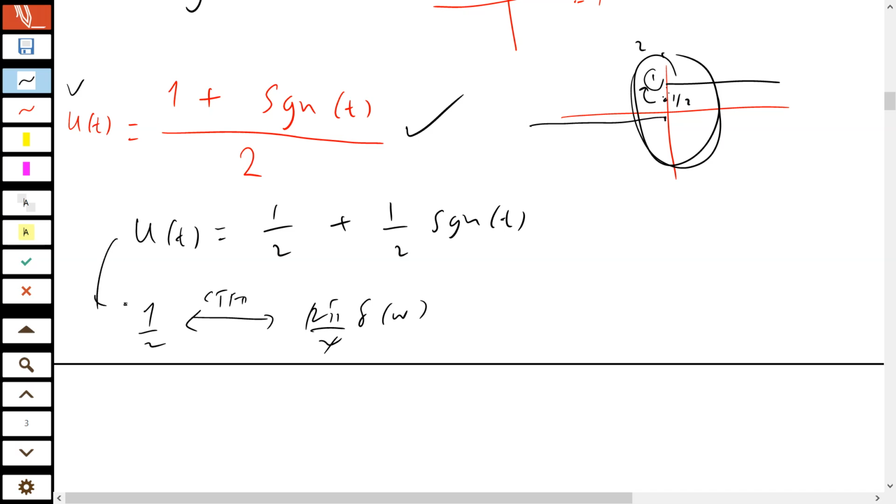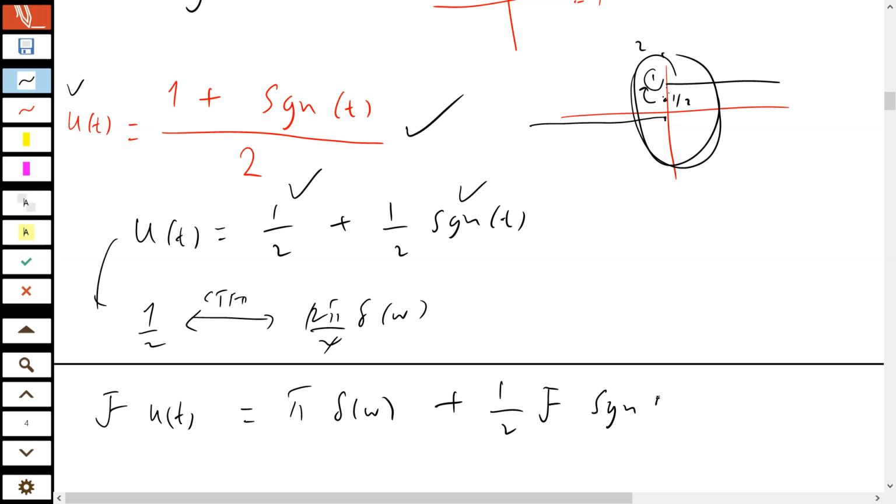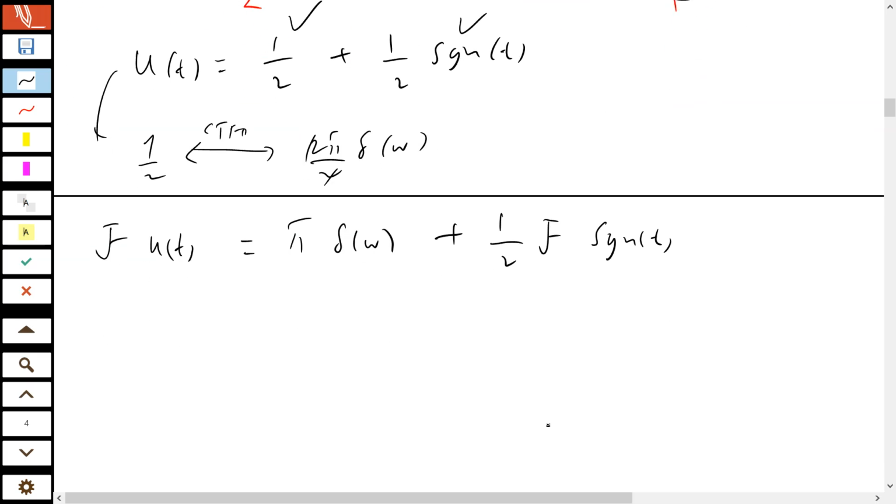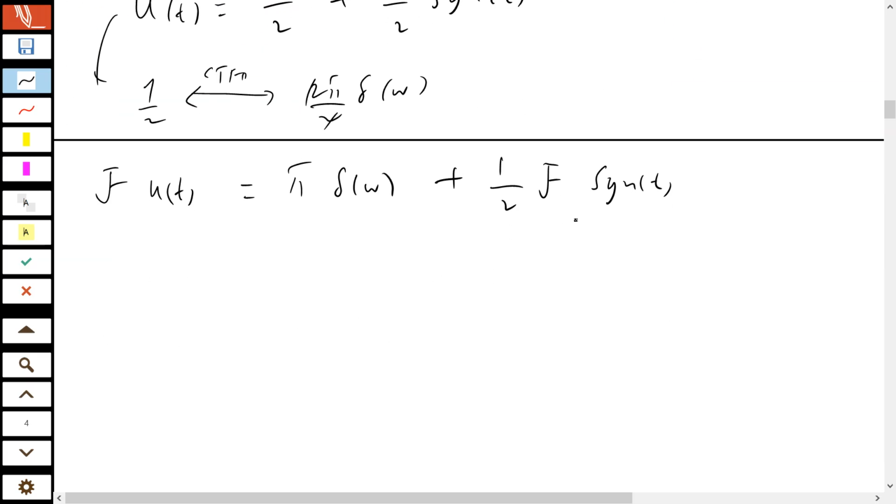So now we can easily say that the Fourier transform of u of t will be the Fourier transform of this, which is pi delta of omega, plus half the transform of signum of t. So all we now need is to work out the transform of signum of t. Of course, signum of t is also not so easy.